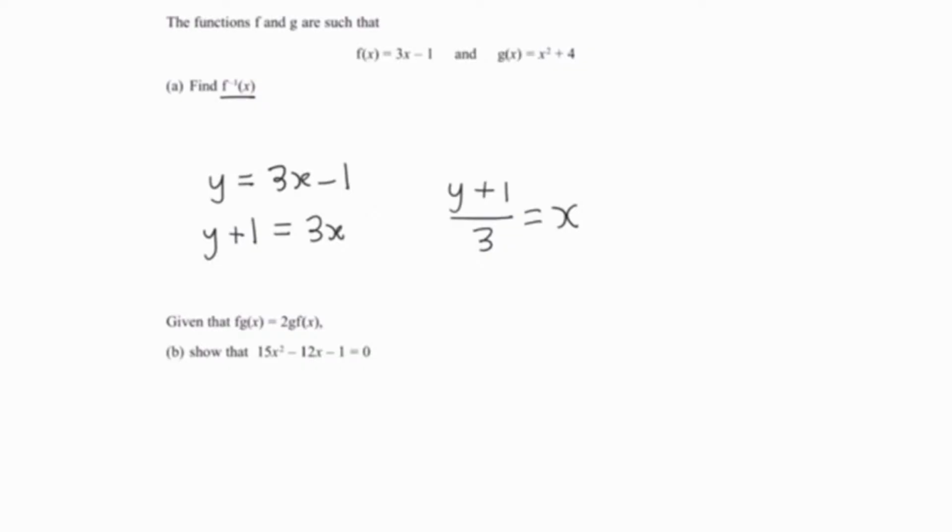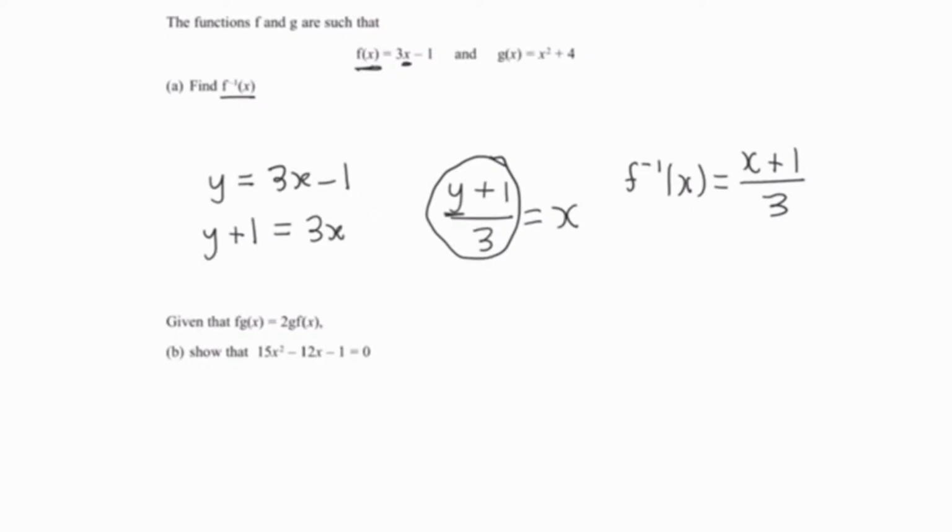Now what we do at this stage is, this will be our inverse function, but we just replace the y with an x. So f minus 1 of x is equal to, sorry, not y plus 1, (x plus 1) over 3. So for the inverse functions, what you do is you let the function equal a different letter, then you rearrange to make x the subject, and then you just replace x back in with that, and that's your inverse function. So that's part A done.